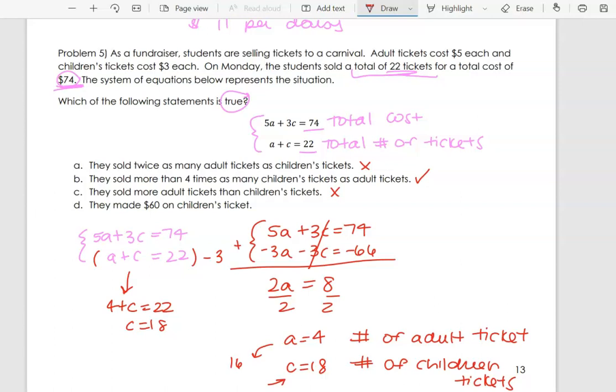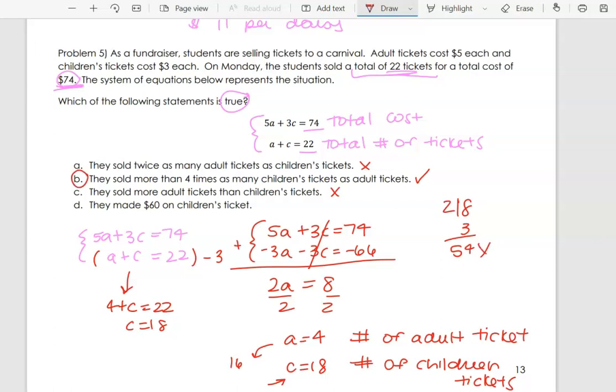We can plug that in. We can check. 18 times 3, 54, so not true, so it has to be B.